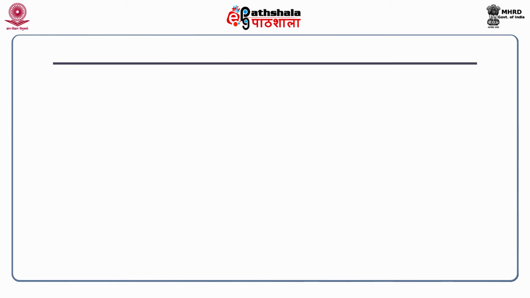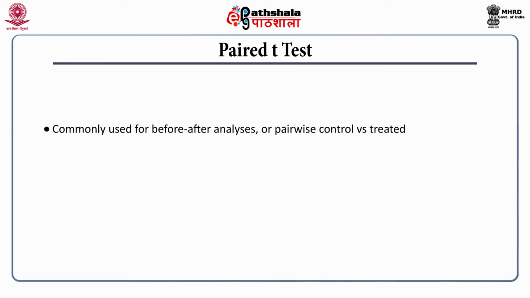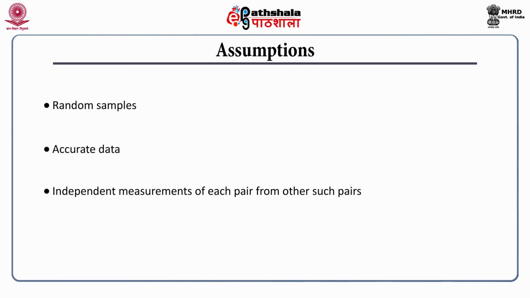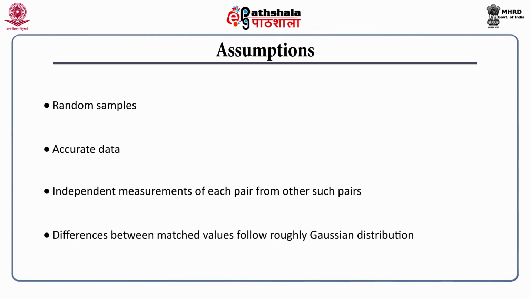There is yet another t-test called the paired t-test, which is commonly used for before and after analysis, or pairwise control versus treated analysis, also for matched groups. Assumptions for the paired t-test are: random sample, accurate data, and independent measurements for each pair from other such pairs. Differences between the matched values follow a roughly Gaussian distribution. Remember, the values need not be Gaussian, but we are looking only at the difference between the two group values, so only the differences have to follow the Gaussian distribution. Also remember, for the paired t-test there is no assumption of homoscedasticity, so variances need not be equal for performing this particular t-test.